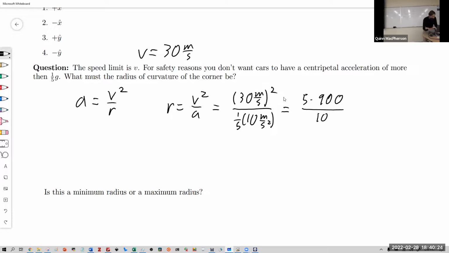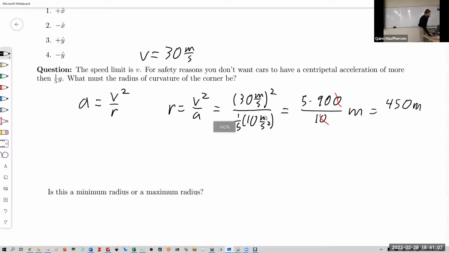And then my units, what happens to my units? I have meters squared over seconds squared over meters per second squared. I end up with meters. I cancel one of my zeros. I get 9 times 5, which is 45, 450 meters. You know how big 450 meters is? Almost half a kilometer. Which means the diameter of the circle would be a kilometer long.